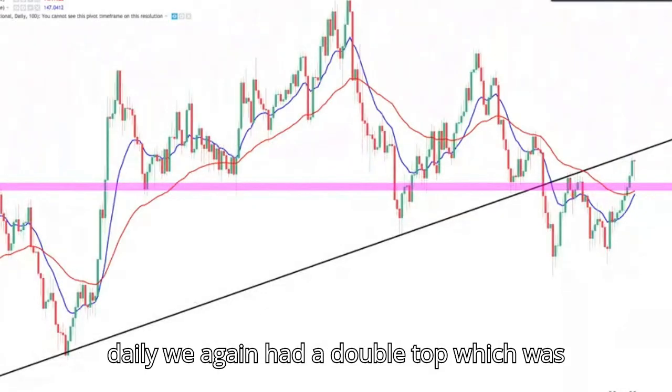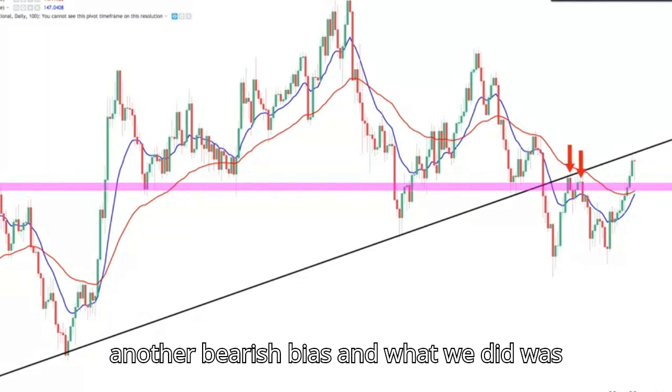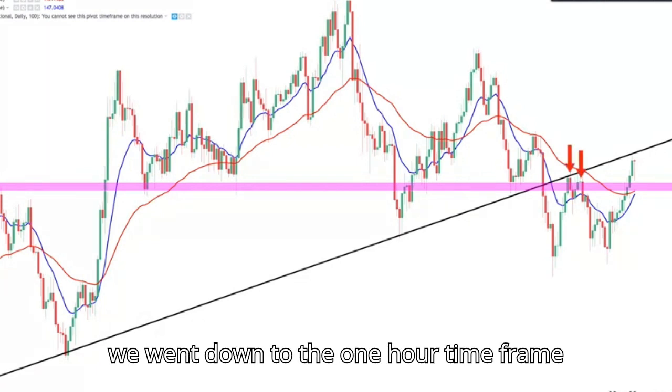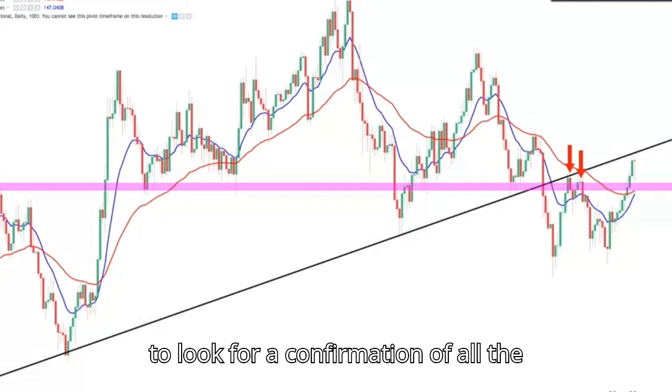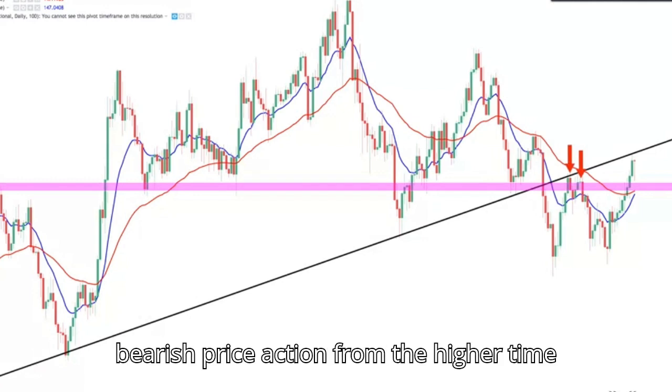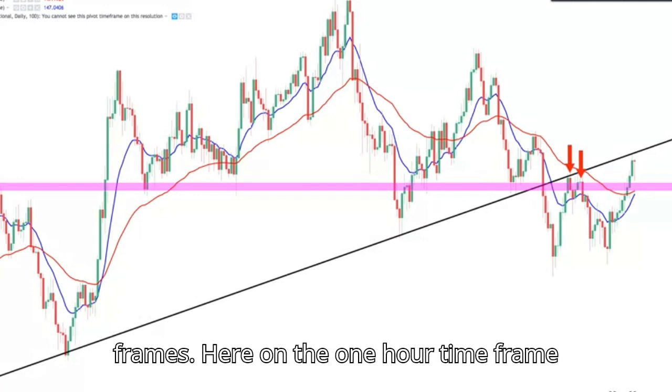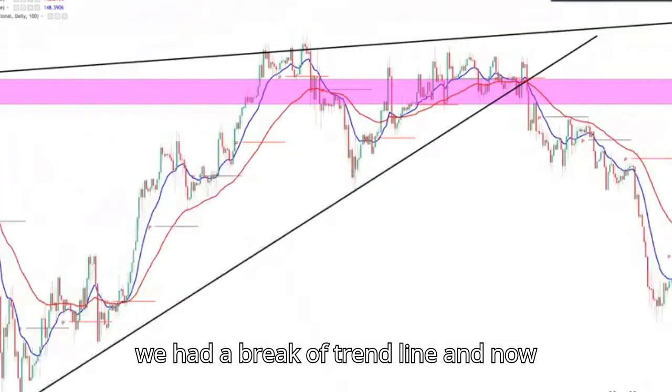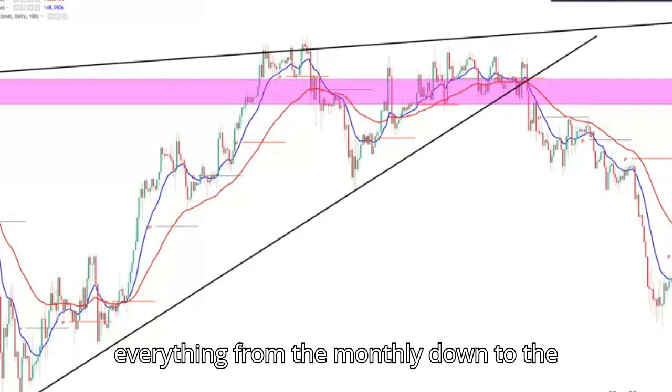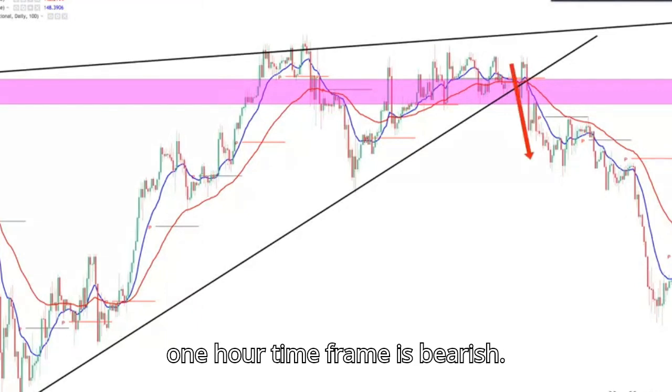Now, on the daily, we again had a double top, which was another bearish bias. And what we did was we went down to the 1 hour time frame to look for a confirmation of all the bearish price action from the higher time frames. Here on the 1 hour time frame, we had a break of trend line, and now everything from the monthly down to the 1 hour time frame is bearish.